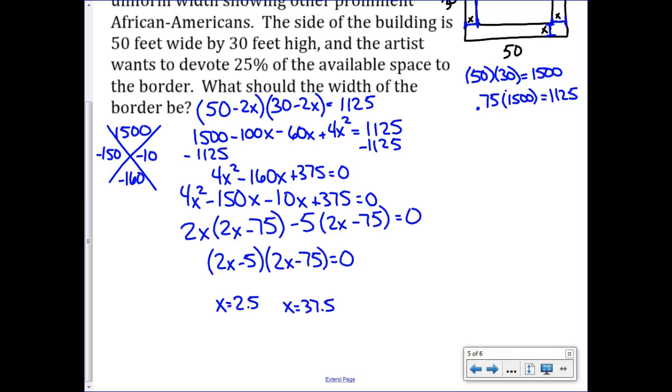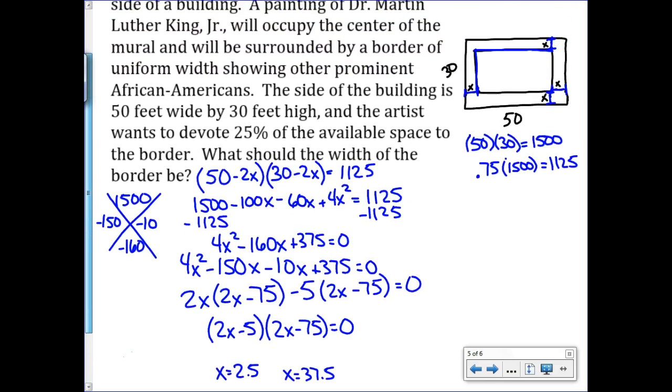Now this is where some of our sense making comes into play. Does it make sense to have a length of 2.5 feet? Does it make sense to have a length of 37.5 feet? At first glance, I would say, yeah, it does. But if you go back and look at our picture, you'll notice that our wall height is only 30 feet by 50 feet. If x is 37.5, what we've cut out is more than even the initial wall height.